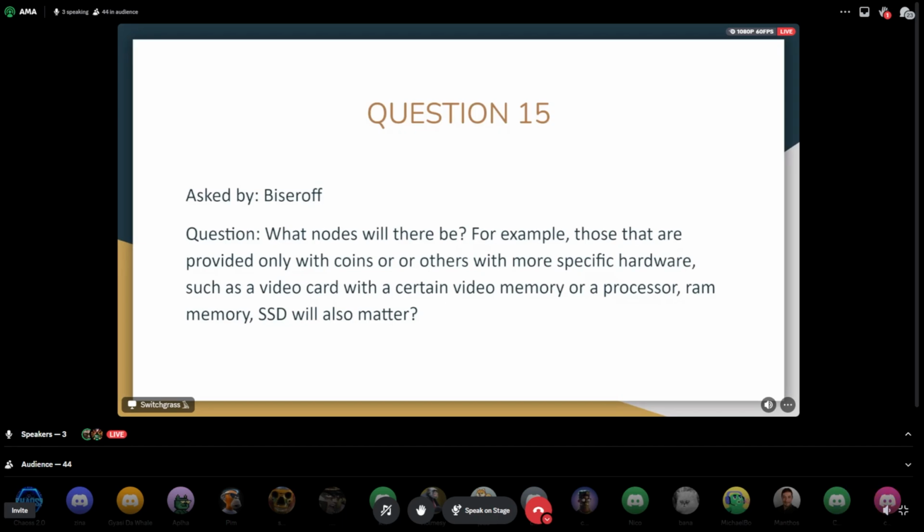So the next question is also from Bizarov. What nodes will there be? For example, those that are provided only with coins or others with more specific hardware, such as a video card with a certain video memory or a processor RAM memory. SSD will also matter. I know you touched on some of that already.